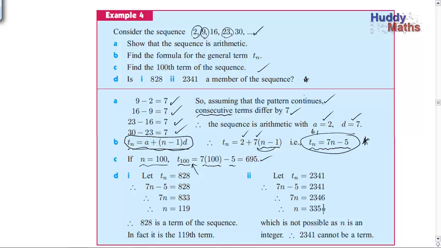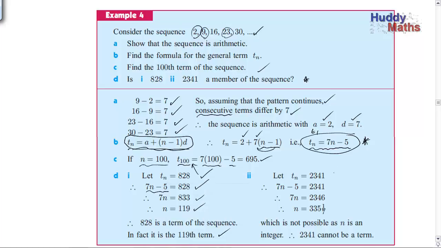Okay, now the next two are interesting. Are 828 and 2,341 members of the sequence? Let's see. If the term was 828, with 7n take 5, which is our formula for the nth term, we have to come to 828. Add 5 to both sides, and 7n would be 833, n would be 119. So that is a term, it's the 119th term.